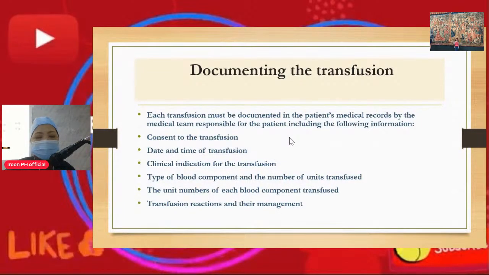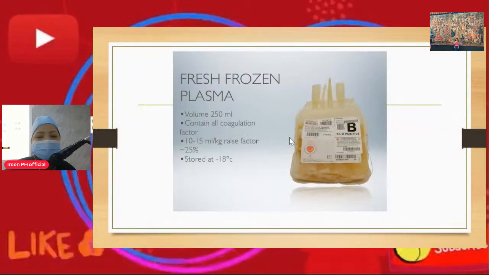Documenting the transfusion. Transfusions must be documented in the patient's medical records by the medical team responsible for the patient, including the following information: consent to the transfusion, date and time of transfusion, clinical indication for the transfusion, type of blood component, the number of units transfused, the unit numbers of each blood component transfused, transfusion reactions, and their management.